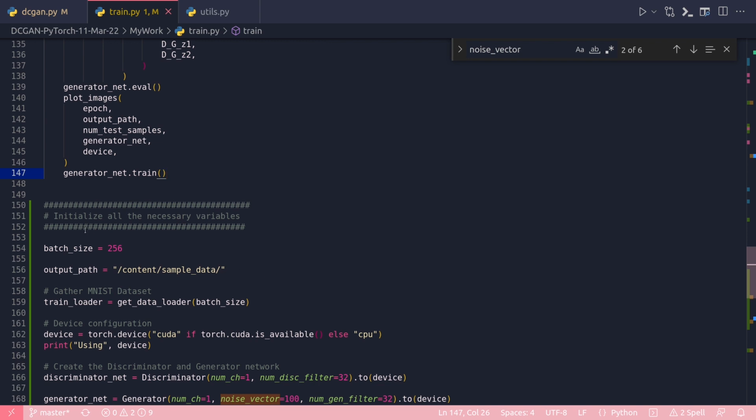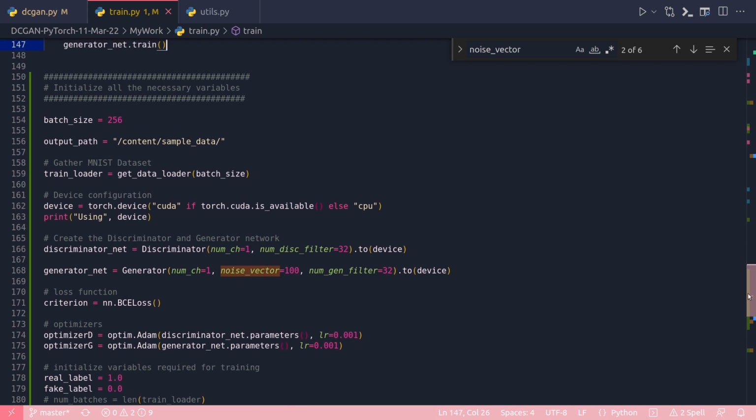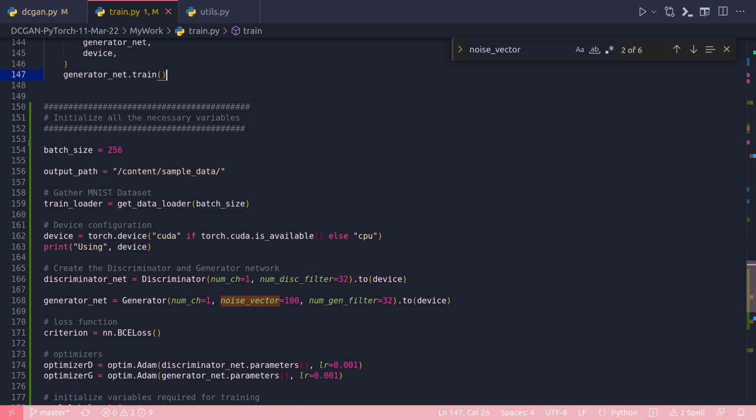And then the next and the final step in this entire project is to do this training. Before that, I have to initialize all these argument variables that I have to pass to the train method. And that's what these few lines are all about. Here in these lines, I'm just creating all the arguments. Batch size, I'm keeping it at 256. Output path, because I was running this in Google Colab, so this is just the default session storage path in Google Colab. And I'm pulling the MNIST dataset by executing this get data loader method that I have defined in my utils.py file.